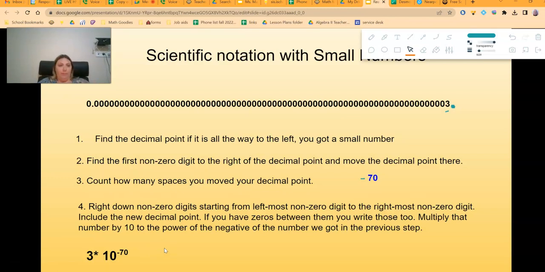That's it. Now, how do you know if a number is even in scientific notation? Remember, all numbers in scientific notation have only one digit and one digit only to the left of your decimal point. All right, so now that we've talked about this, let's go ahead and practice.